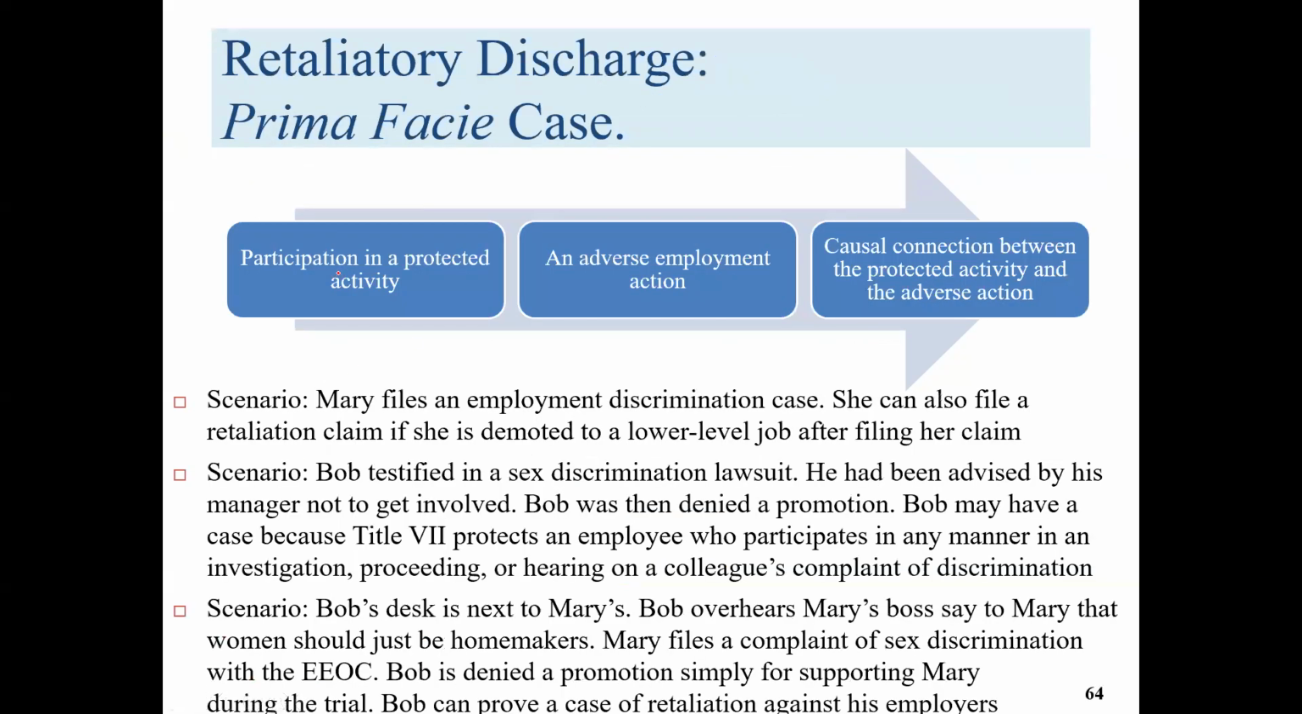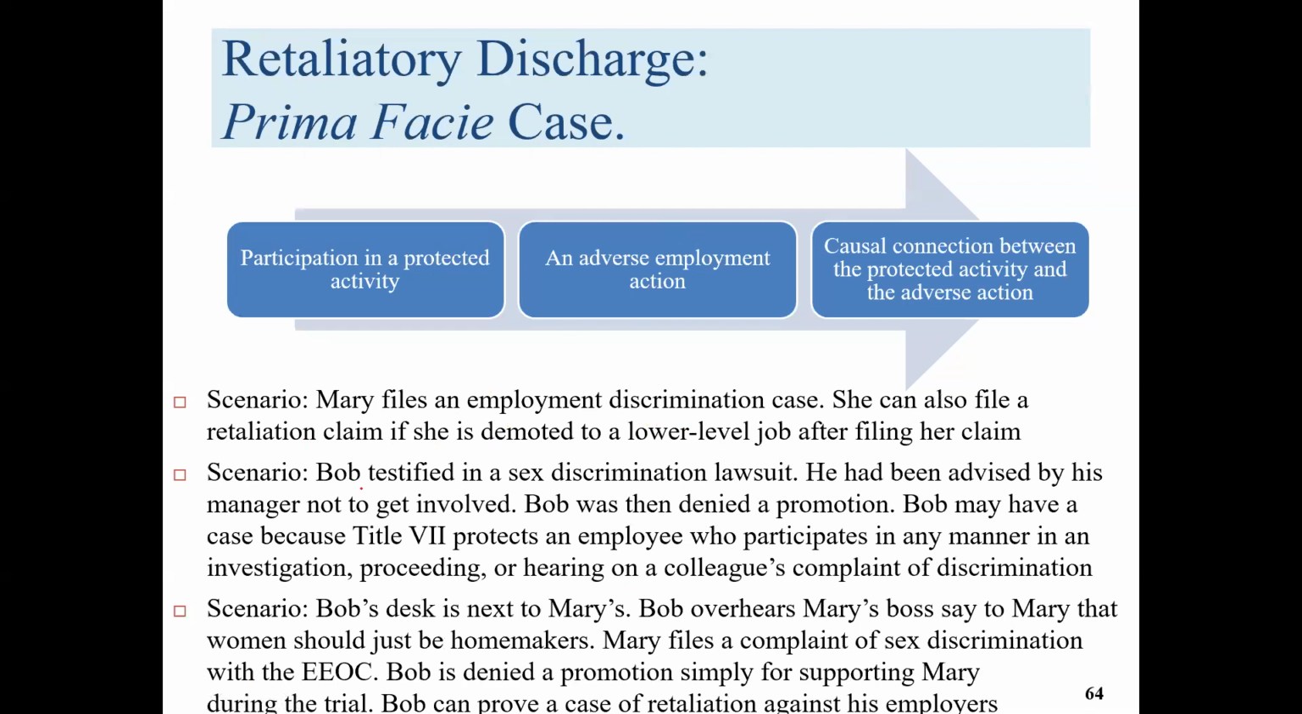So here, we already talked about the three elements: participation in protected activity, adverse employment action, and then that causal link. Let's explore a few more scenarios just to see how this can play out. Okay, so Mary files an employment discrimination claim, and she can also file a retaliation claim if she's demoted after filing her claim. And she's going to have to prove that causal connection, but if she can, then she's got potentially a good claim of retaliation. I'll tell you right now that employees are often more successful with the retaliation claim than the underlying discrimination claim. I would say most employers are more concerned about the retaliation claim than the discrimination claim in most cases. So this is a very meaningful concern. And as we said before, just like employment discrimination is an exception to the employment at will doctrine, retaliation is an exception to the employment at will doctrine.